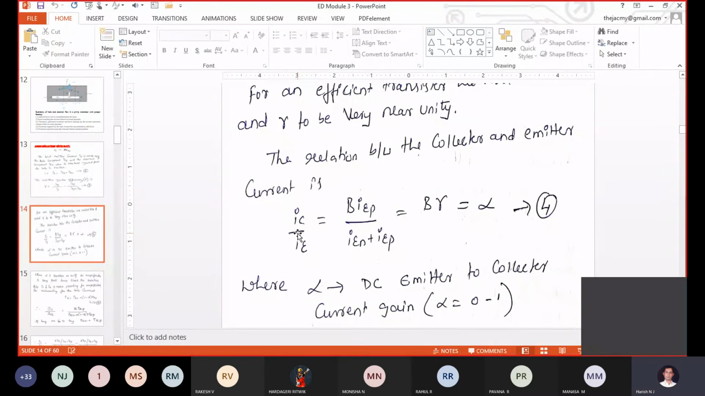IC is less than IE, correct? So in the numerator we have a smaller value compared to the denominator. When we have this kind of value in the numerator as well as the denominator, what is the final result? Is the final result a fraction, or is it a full integer?